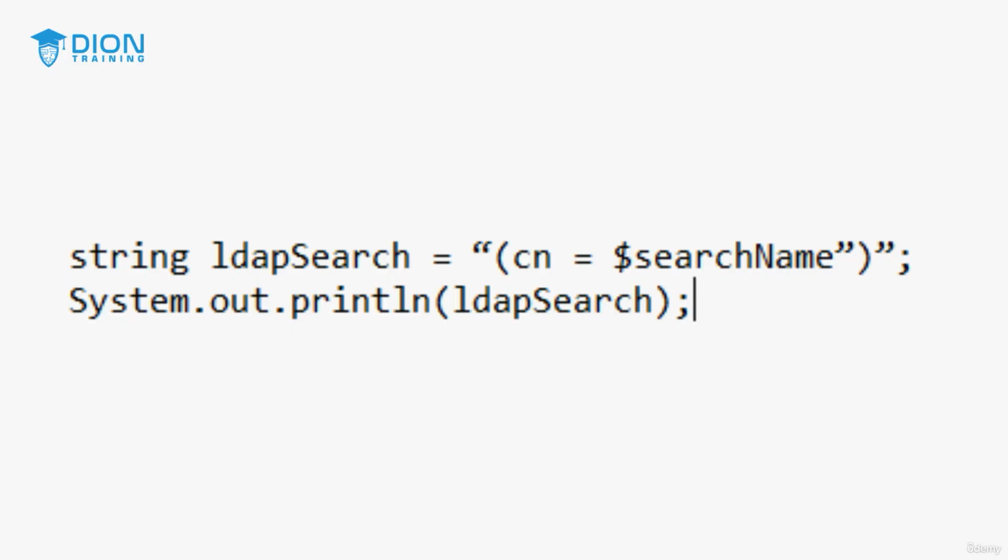For example, if the backend code for the server used the following code, string LDAP search equals cn equals search name, system out println LDAP search, this could actually allow an attacker to simply enter a wildcard character of star into the username field, and that would then be inserted as the search parameter and display all of your users on the system to your screen.